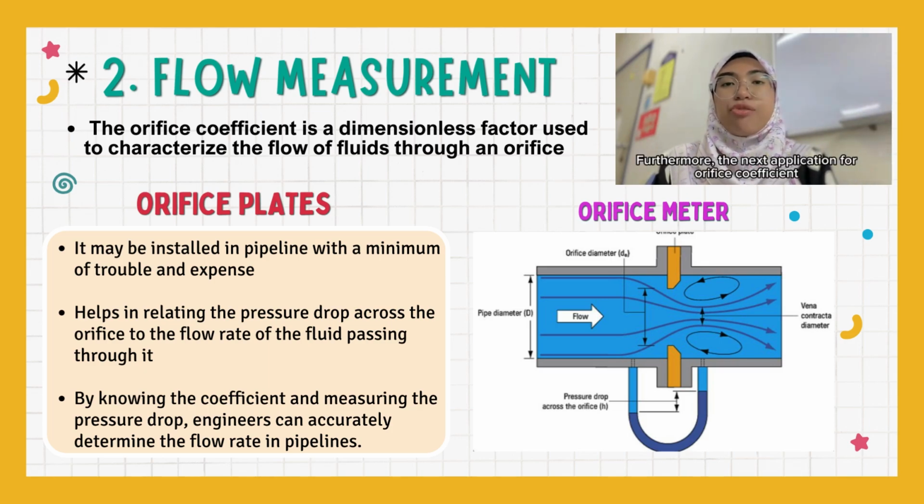Furthermore, the next application for the orifice coefficient is flow measurement. Basically, the orifice coefficient is a dimensionless factor used to characterize the flow of fluids through an orifice. Orifices are commonly used in flow measurement devices such as orifice plates in orifice meters. It may be installed in a pipeline with a minimum of trouble and expense. The orifice coefficient helps in relating the pressure drop across the orifice to the flow rate of the fluid passing through it. By knowing the coefficient and measuring the pressure drop, engineers can accurately determine the flow rate in pipelines.